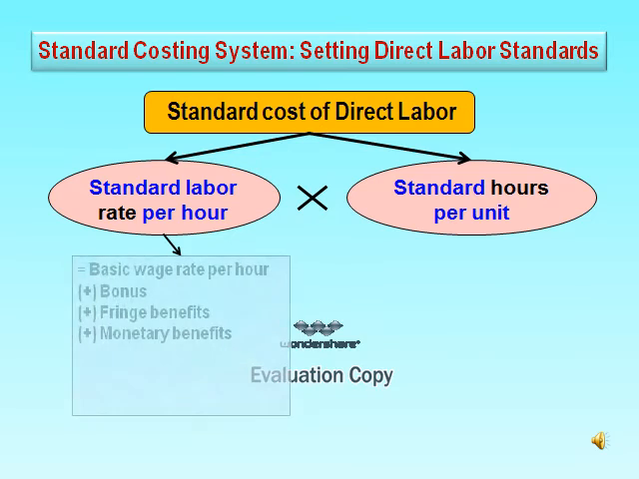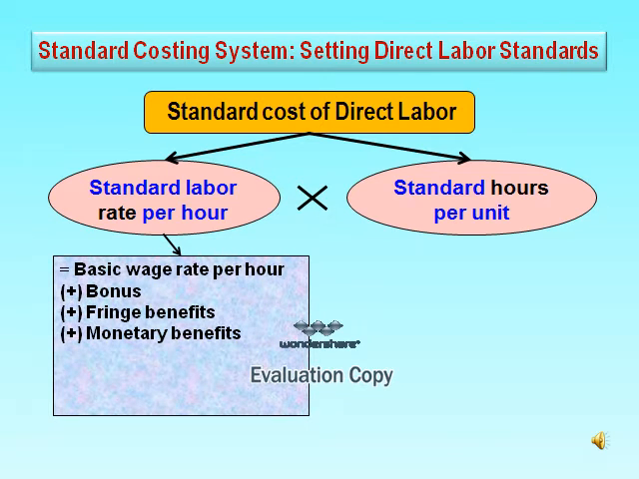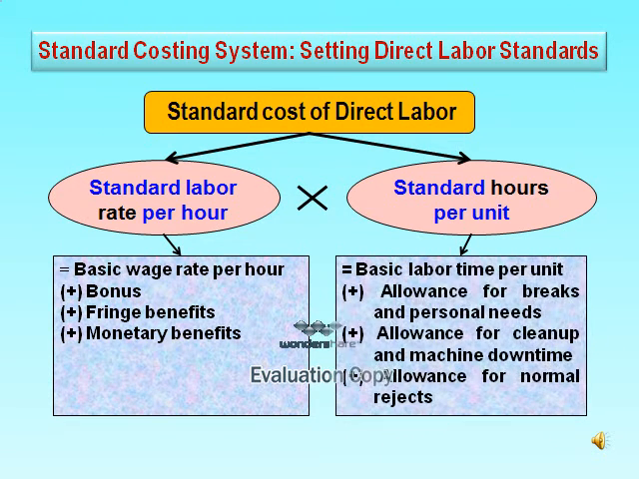Standard labor rate per hour equals basic wage rate per hour plus bonus plus fringe benefits plus monetary benefits. Fringe benefits mean I provide to the employee a bus to move or a house to live. Monetary benefits mean I give him money instead of a house, I give him money instead of a bus, and so on. Standard hours per unit equals basic labor time per unit plus allowance for breaks and personal needs.